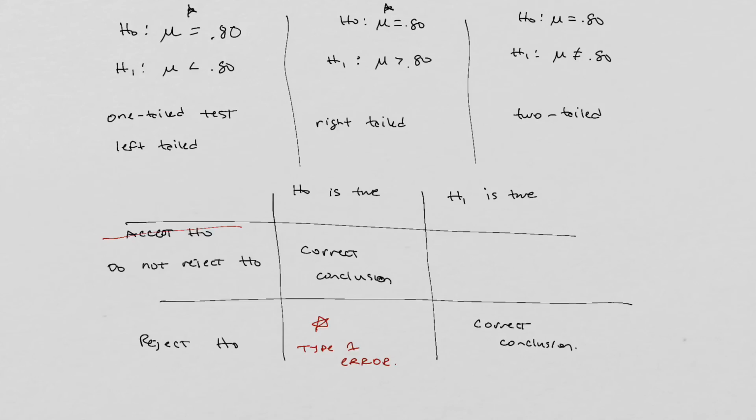Right? That's when their statement is true, but based on the sample, I couldn't believe it's true, so I said it was false. So I could not accept their null hypothesis. The other way that this can go wrong is that their statement is wrong, and I pull out a bad sample that still corroborates what they're saying. So that's this box right here. That type of issue is called a type 2 error.